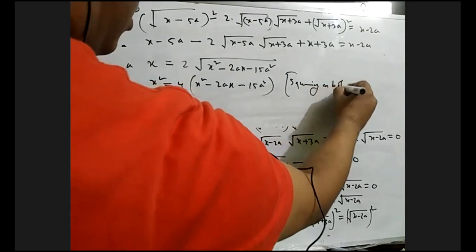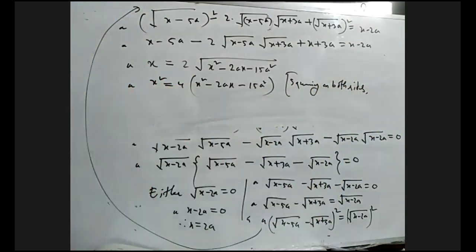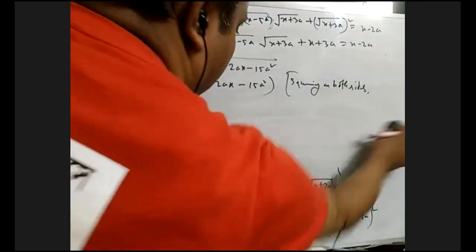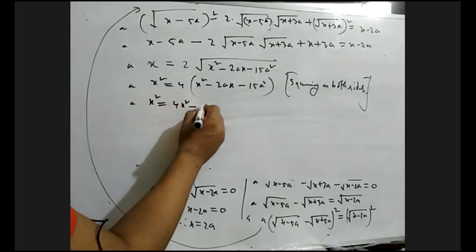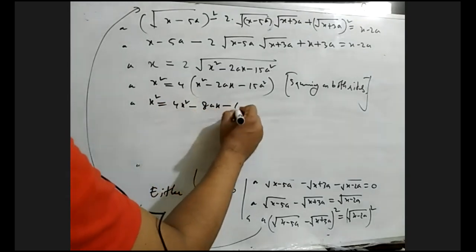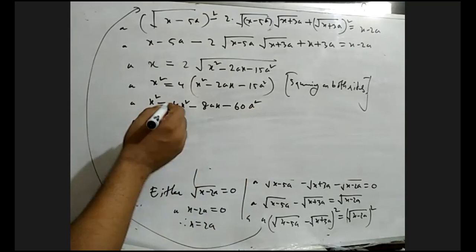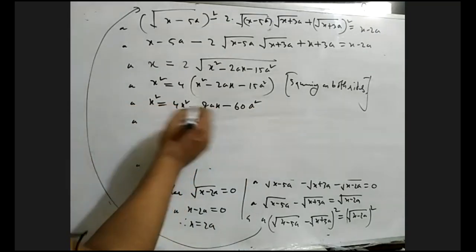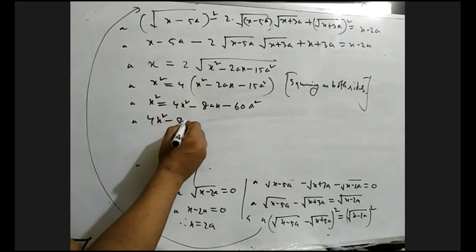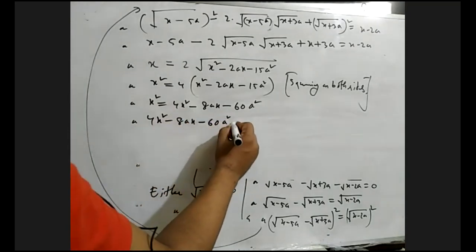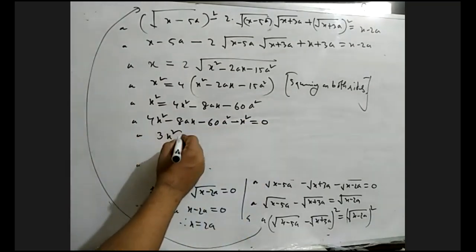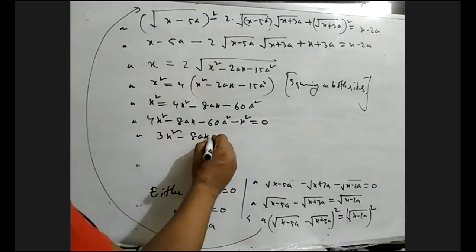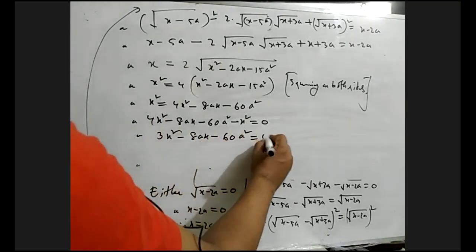Squaring on both sides, equal to 4x square minus 8x minus 60a square. Okay, so this can be written as x square minus 8x minus 60a square minus x equals to 0. So thrice x square minus 8x minus 60a square equals to 0.